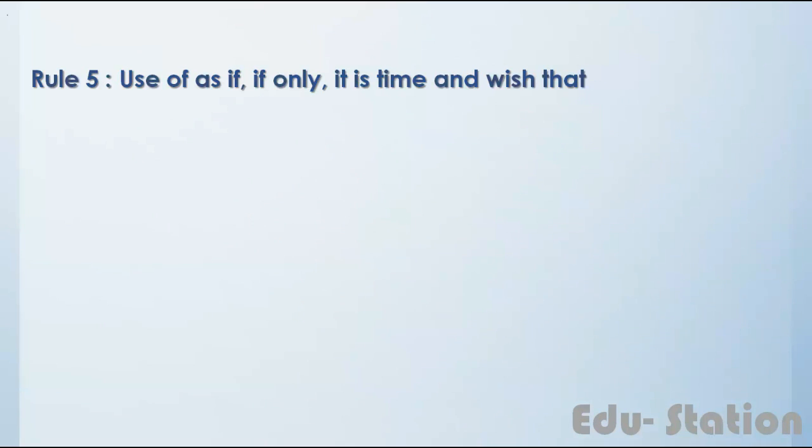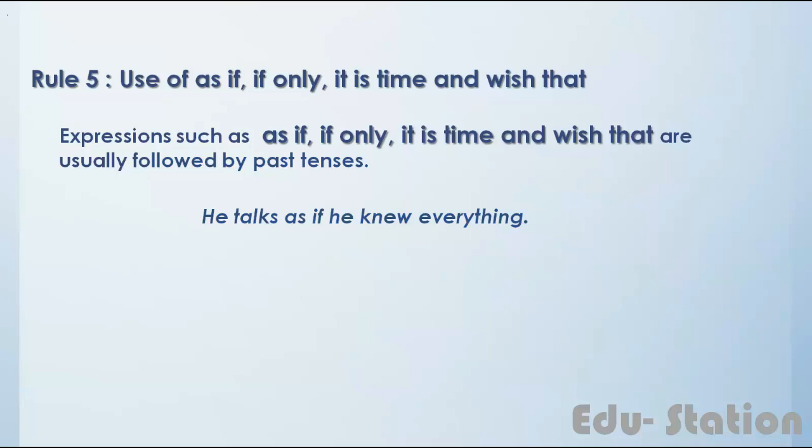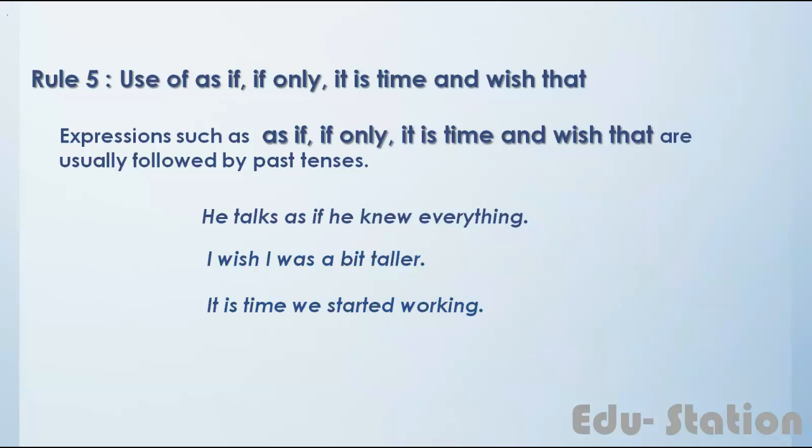Rule number 5. Expressions such as if only, it is time, and wish that are usually followed by past tenses. For example, he talks as if he knew everything. I wish I was a bit taller. It is time we started working.